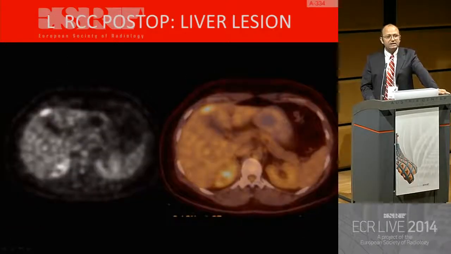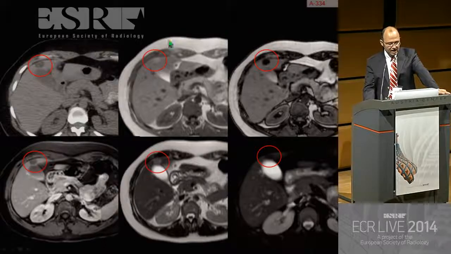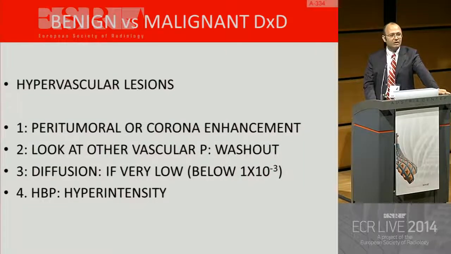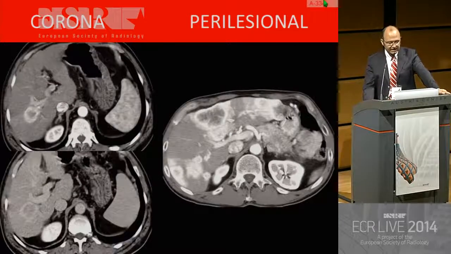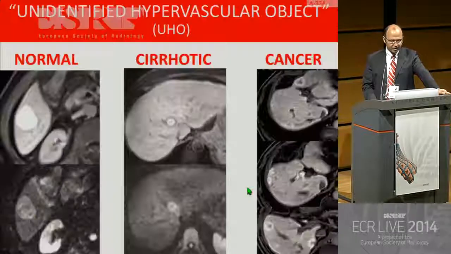Okay, this is one of my last cases. Left renal cell cancer, post-op, PET-CT positive patient. Just remember, only one benign lesion can have PET-CT positivity. It is hepatic adenoma. So how can we differentiate benign from malignant? You look at the enhancement pattern. This is neuroendocrine tumor. This is corona enhancement that can be seen in HCC. And if you see washout, it's very typical for HCC.